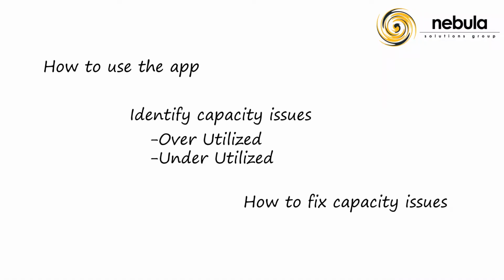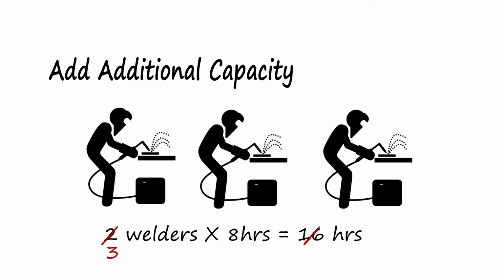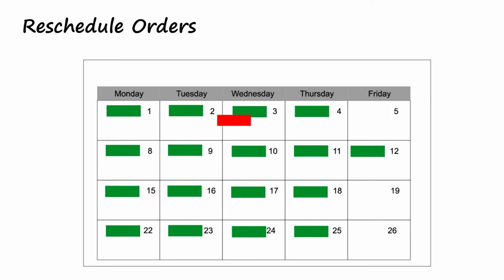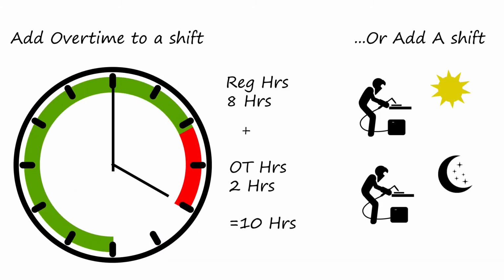We're going to show you how to use this app, how to identify capacity issues, how to fix these issues. For example, you could add capacity. You could reschedule an order. You could add overtime or add another shift. So let's get in the system and see how this works.